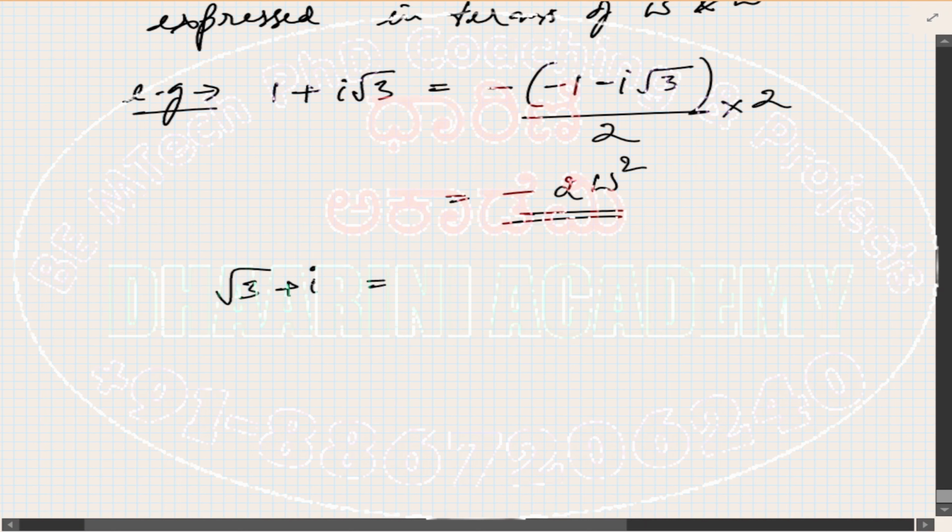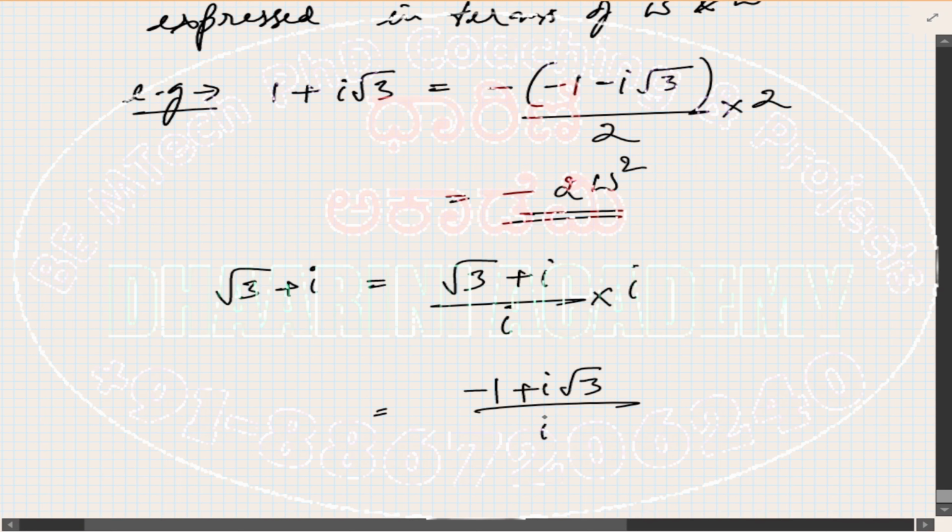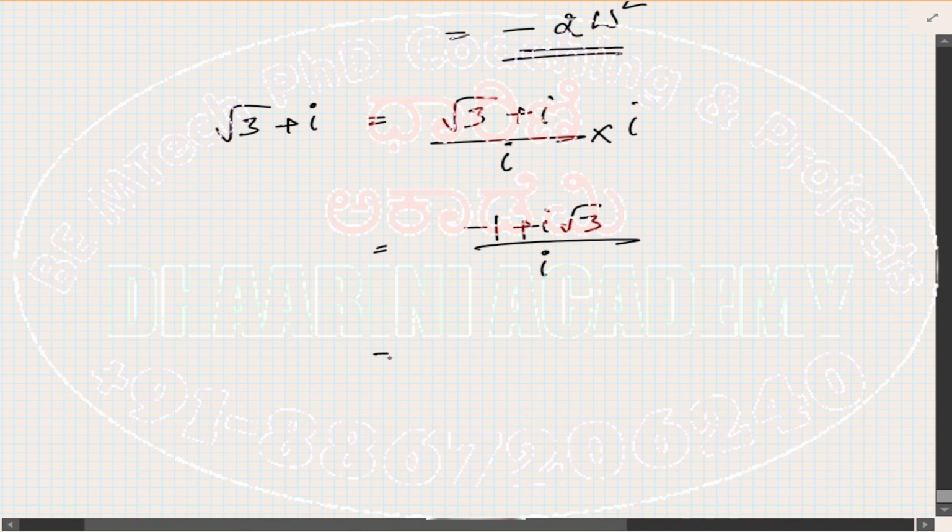Okay, but I want the I to be present with the root 3. Right, I has to be a part of root 3. So what you do, you multiply and divide by I to this number. So that is root 3 plus I divided by I multiplied by I. So multiplication of I becomes I square is minus 1 plus I root 3 divided by I. Okay, so divide by I is nothing but minus I.